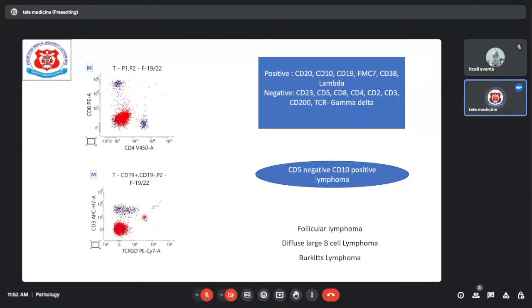We have a 5 negative, 10 positive lymphoma. So if you talk about large lymphomas with 5 negative, 10 positive, you have diffuse large B-cell lymphoma. But I have kept other two differentials, follicular and Burkitt's, just keeping in view the immunophenotypic pattern. This Burkitt's lymphoma and follicular lymphoma have a very characteristic morphology. Like follicular lymphoma, they have small cells with nucleus.